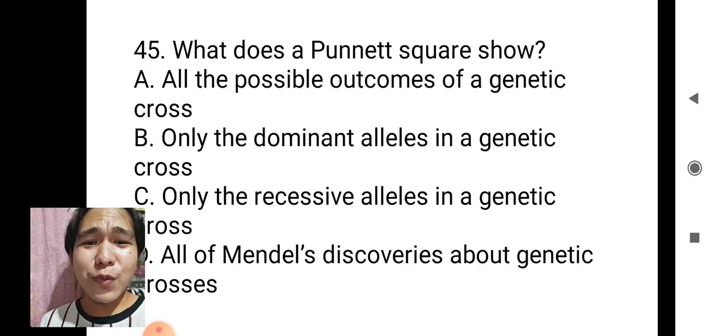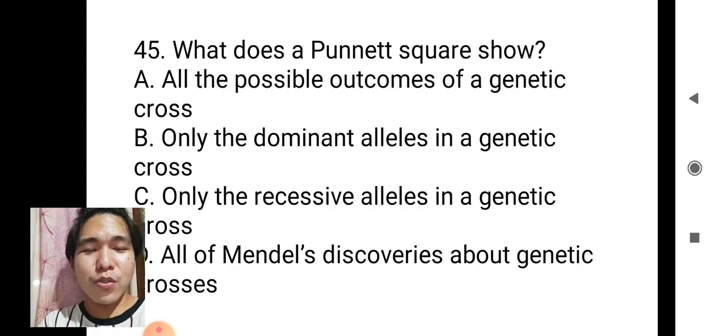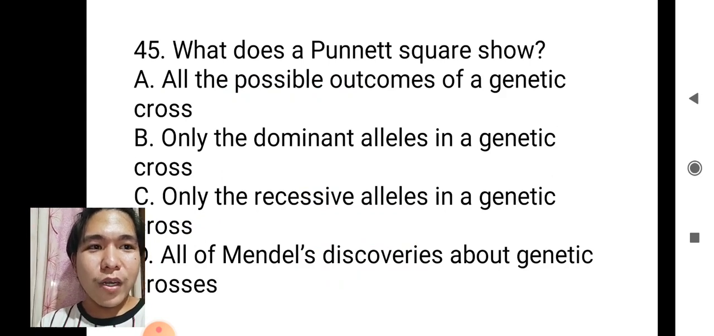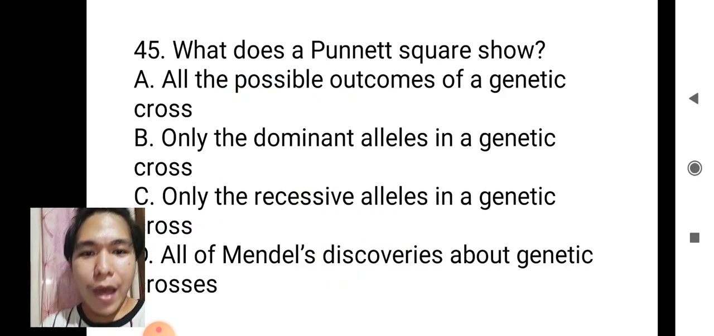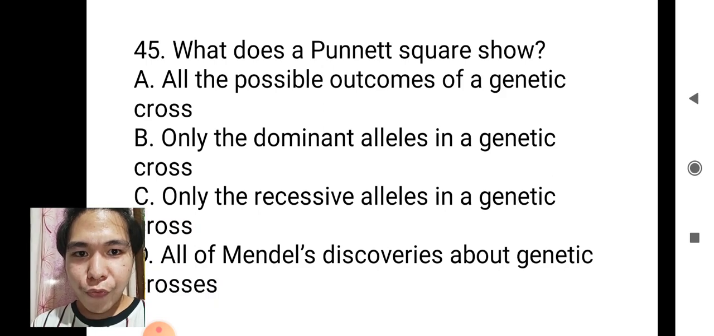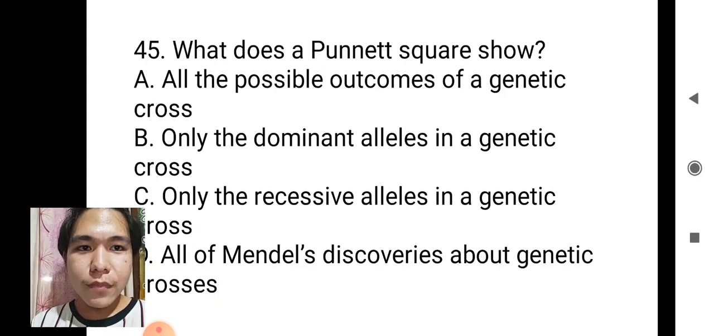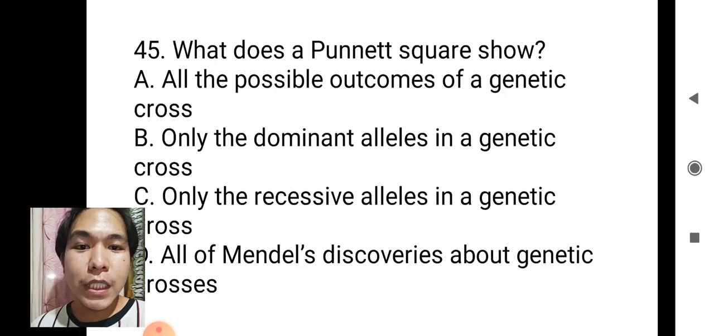Next. And of course, we are down now here with our last question. What does a Punnett square show? So, 5, 4, 3, 2, 1. So, ano yung answer nyo? Is it A, B, C, or D? So, ano yung pinapakita ng Punnett square?